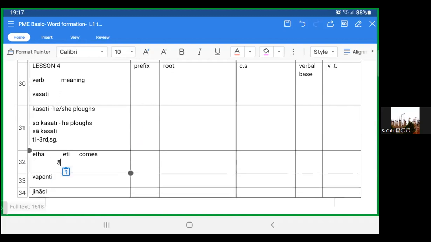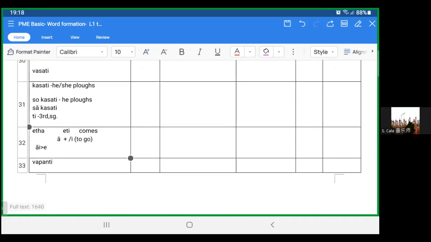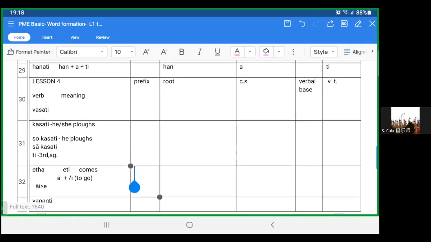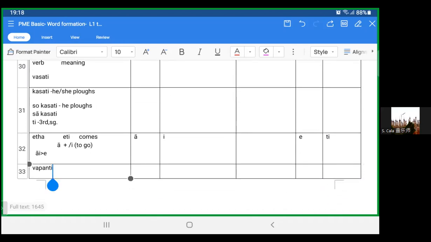It is the long a plus the verb root i, which means "to go". The a and i, these two combined become e. So eta. Now this one is very easy. The prefix is a, root is i, the base will be e, and no conjugation sign. Some say yes, but I think we just leave it, no conjugation sign is okay. Verbal base is e and then ta. So this is it.